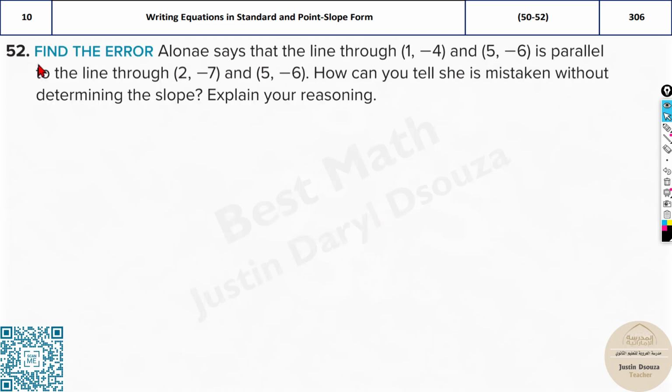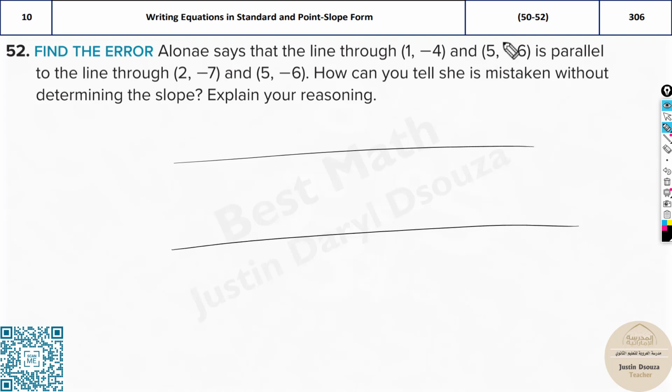Now what about this? Find the error. Alona says that the line through this particular point is parallel to the line going through these 2 points. How can you tell she is mistaken without determining the slope? Explain your reasoning. Okay, now you can see here, she's saying the lines are parallel. That means they will never touch each other, right? But look at this point and this point. What can you see there? They are the same points.